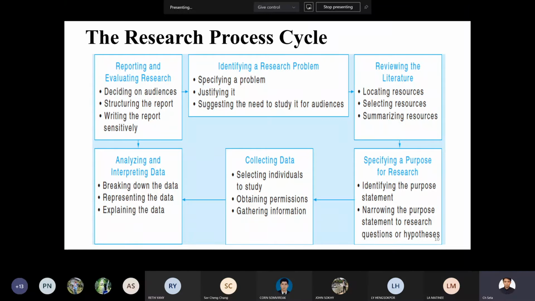Okay, everyone. Can anyone volunteer to give us some explanation on the first point of our research process cycle? We already did this one, right?